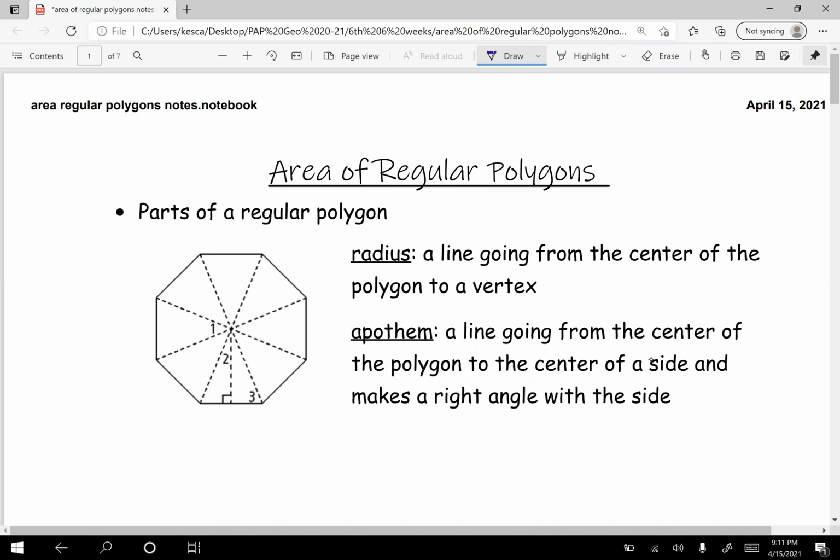So remember, a regular polygon is a polygon with sides that are all the same length. So each one of these sides would all be the same size. And now we're going to learn about a couple of special lines on this polygon.